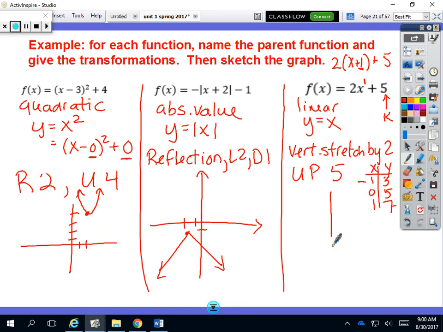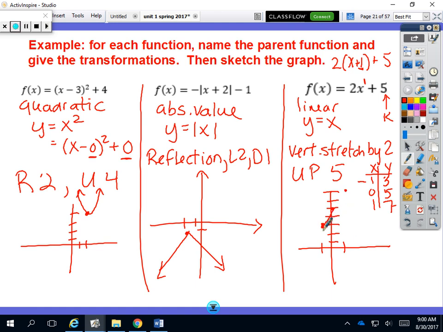So I'm going to plot this one. I know I have to go up to 7, and I have to go over just 1 and -1. Okay, so if I go -1, I go up 3. If I go 0, I go up 5. If I go over 1, I go up 7.